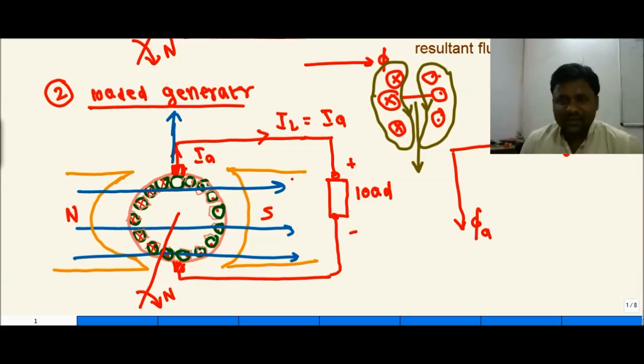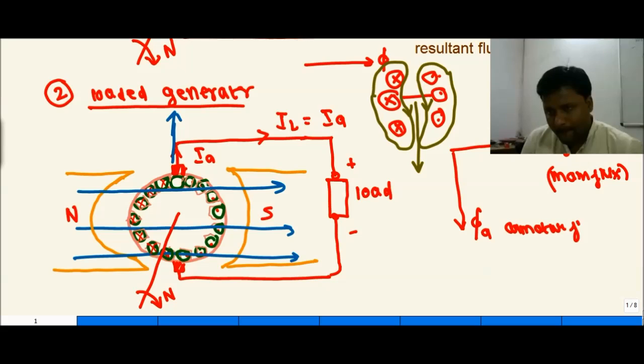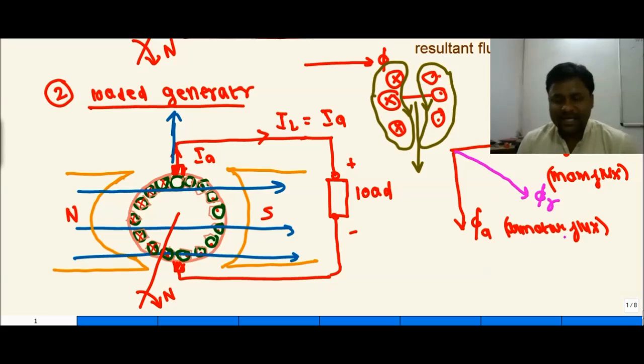So when the load is connected, there are two kinds of flux. The first is called the main flux, and the second is called the armature flux. Due to interaction of the main field flux and the armature flux, there will be a resultant flux in this armature. This is called the resultant flux, and it is the combination of the influence of the armature flux and the main field flux interacting with each other, giving a resultant flux of phi r.